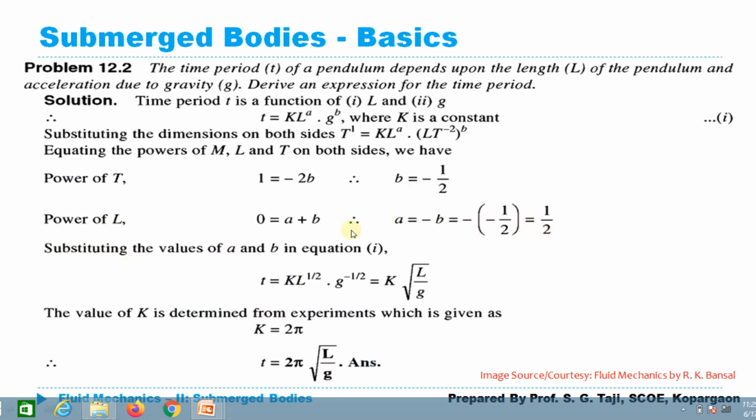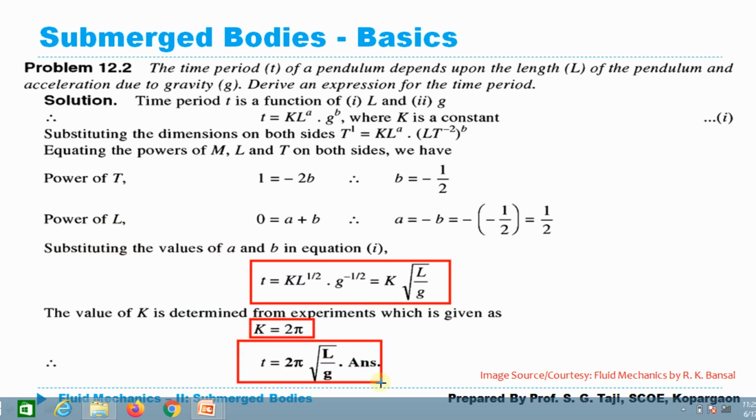I substitute those values in the first equation I wrote for T. So T is equal to k L^(1/2) g^(-1/2). I can write this as T is equal to k under root of L divided by g. You can find the constant k experimentally, and it is found to be 2 pi. So the equation for T is T is equal to 2 pi under root of L by g. This is how we use dimensional analysis to find the relationship between different variables.